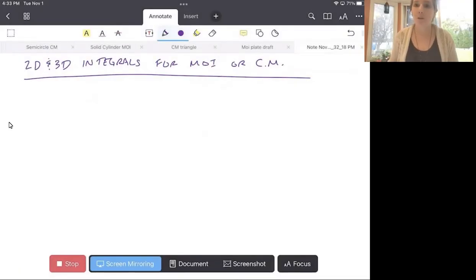Today, we are going to be talking about 2D and 3D integrals for calculating moment of inertia or center of mass. So if we look at these equations, we have the equation for moment of inertia, which is the integral of r squared dm. And then the integral for the center of mass can be written, and I'll write it in the x and y equations.